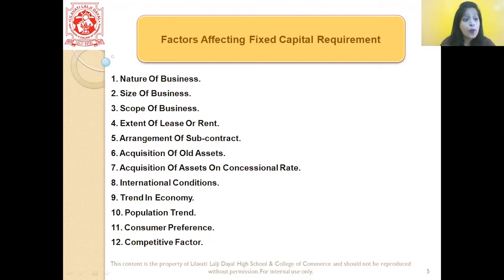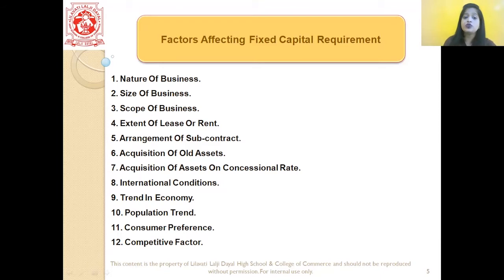Third point, scope of business. Business which is carried on for production and for the distribution process is done on a larger scale. So such a business firm would require more fixed capital. Fourth one is extent of lease or rent. If an entrepreneur decides to acquire new assets on lease or on rental basis, less funds for fixed assets will be required for the business. You do not have to purchase, you are taking it on lease, on rent. So here you will require less fixed capital.